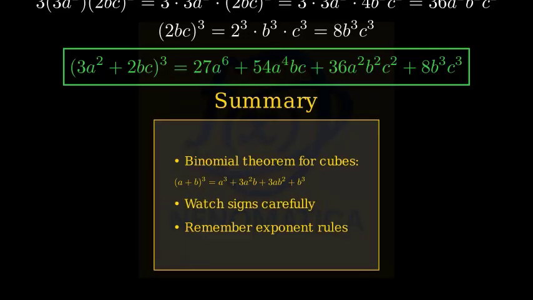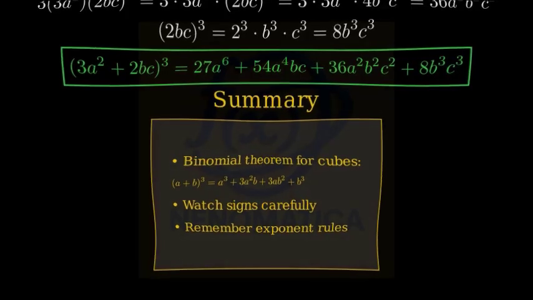Second, when dealing with negative signs, remember that negative to an odd power is negative and negative to an even power is positive. Third, be careful with the exponents and coefficients when simplifying terms. These examples show how to handle both simple and complex cubic expressions using the binomial theorem.